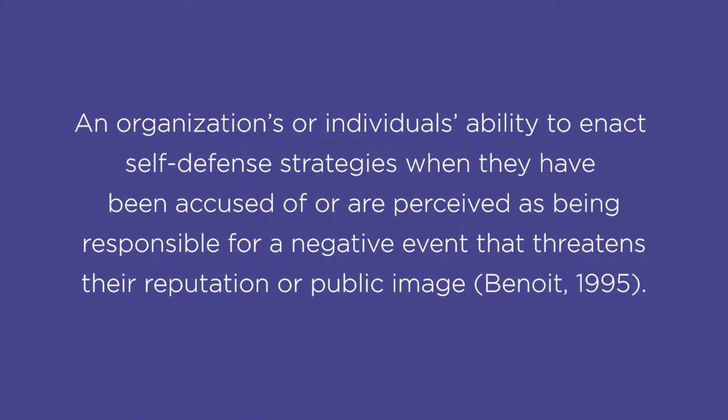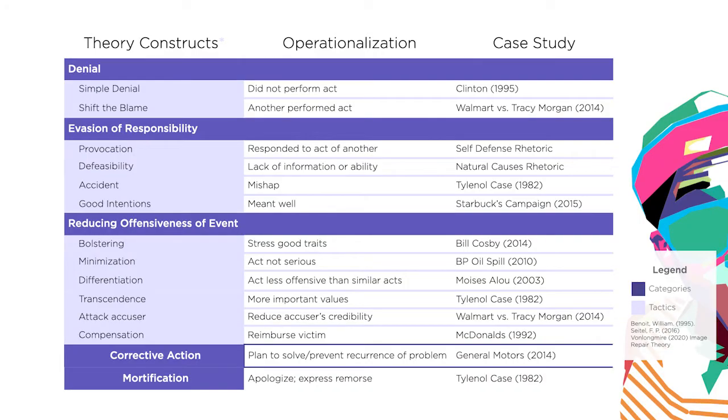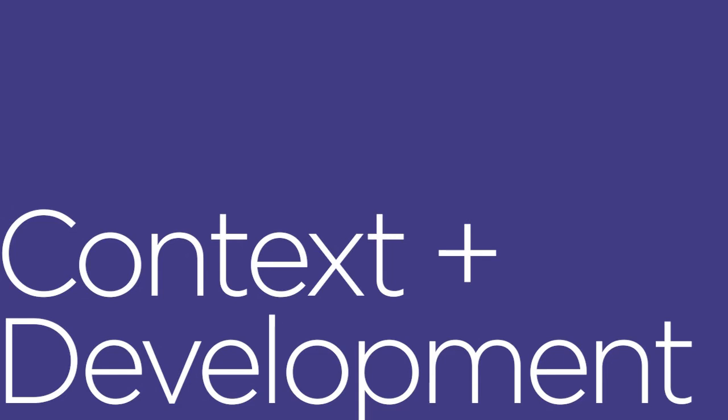The operational definition of image repair theory is an organization or individual's ability to enact self-defense strategies when they have been accused of or are perceived as being responsible for a negative event that threatens their reputation or public image. Image repair theory is divided into five categories: denial, evasion of responsibility, reducing offensiveness of the event, corrective action, and mortification.